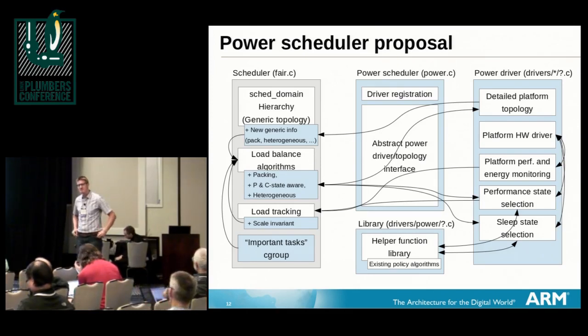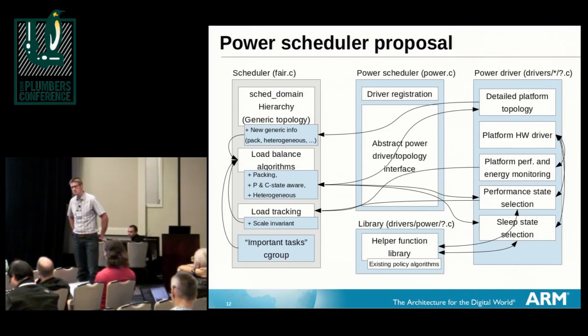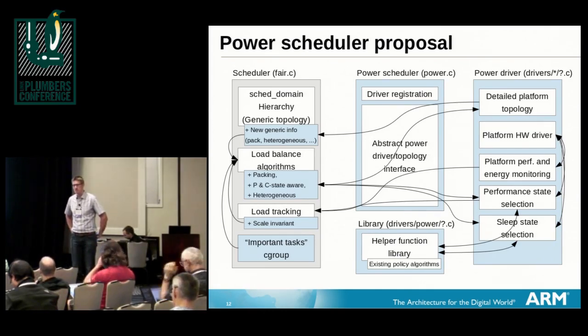The important task group is actually something that hasn't been mentioned at all today, but I think it's kind of important because one of the approximations you were talking about using was packing short-running tasks on the little CPU, which is nice except when those short-running tasks are foreground tasks. Yes. So it's actually nice to see that because I don't think any of the other slides have mentioned that from an interactivity point of view. Yes.